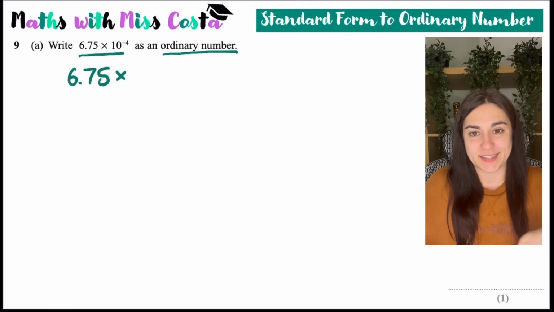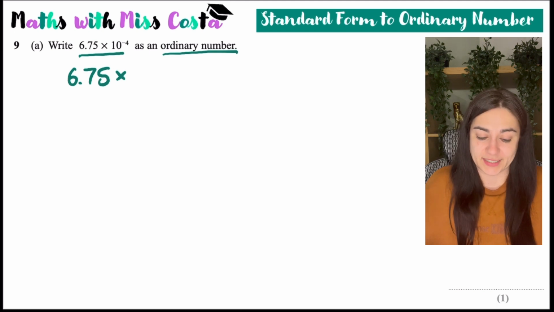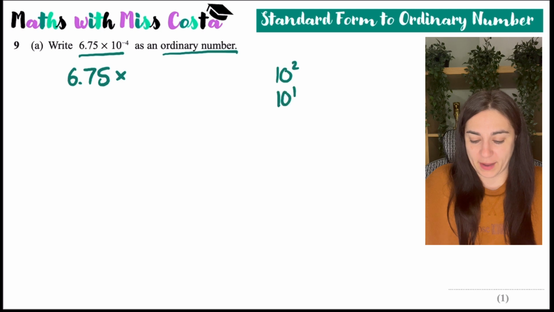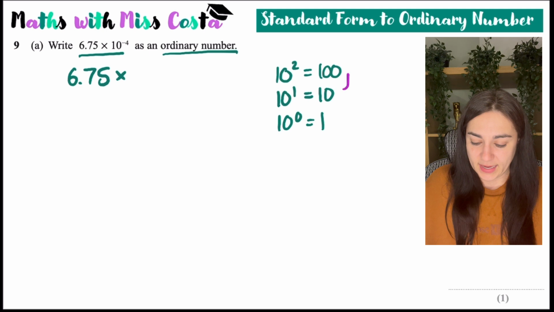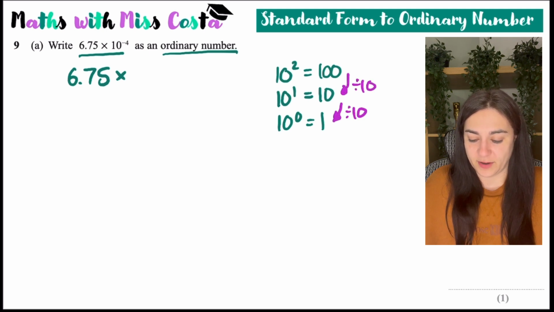One is just by counting the decimals, but one is by actually understanding what 10 to the power of negative 4 is. So if I just think about all of my powers of 10, I know that 10 squared is 100, 10 to the power of 1 is 10, 10 to the power of 0 is 1, because anything to the power of 0 is 1. So what's happening each time? Well, each time I'm dividing by 10. So what would happen when I got to negative 1? I'd have to divide by 10 again. So 1 divided by 10 is 0.1.